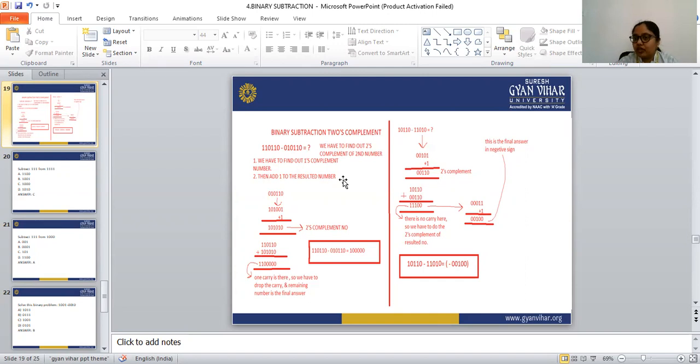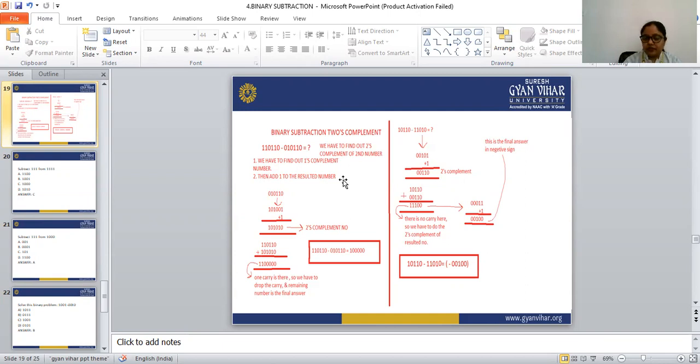But if we don't get any extra number in our answer, we have to find the two's complement number of the resultant number, and that answer should be written in the negative sign. So in the two's complement method, only if we don't get any extra number, at that time only we write the answer in the negative.